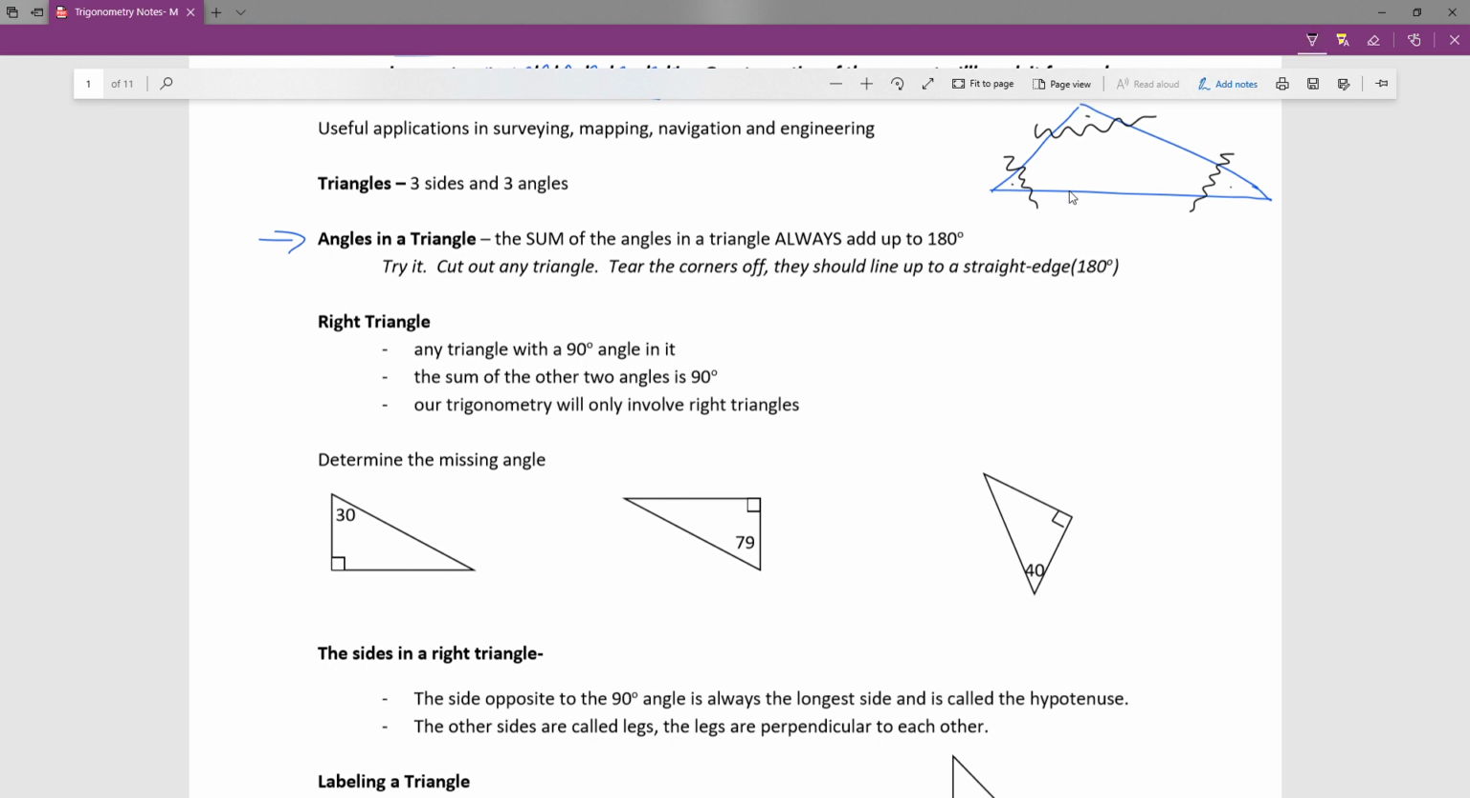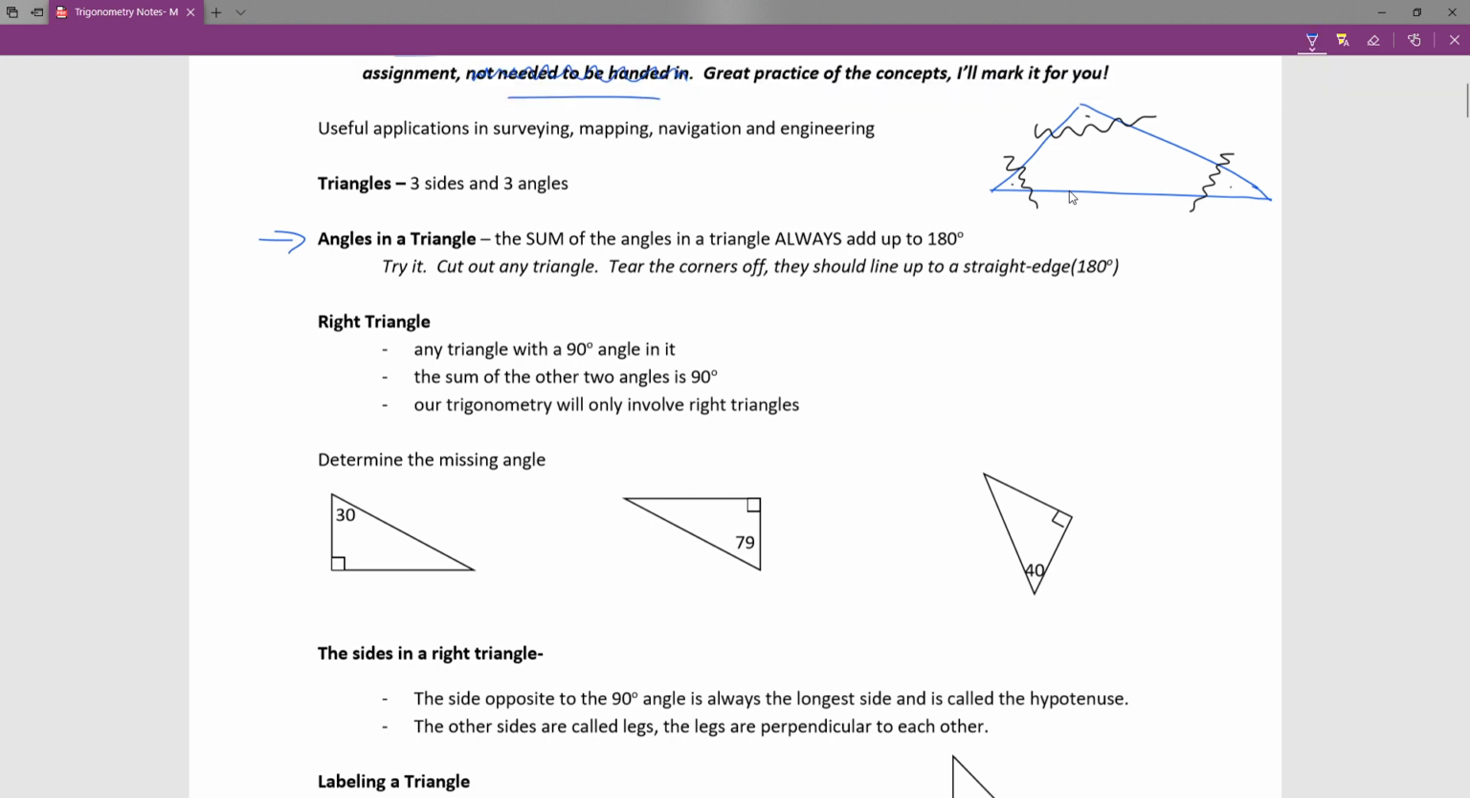What you would find is that these corners, if you were to line them up, take this one and put it there, and take this one, you have to kind of flip it on its head and put it there, and take this one and put it there, you make what is a straight line, because a straight line is 180 degrees. So the point of this, and it's much better if we could actually do this in class, is that the sum of the angles in any triangle always add up to 180 degrees.